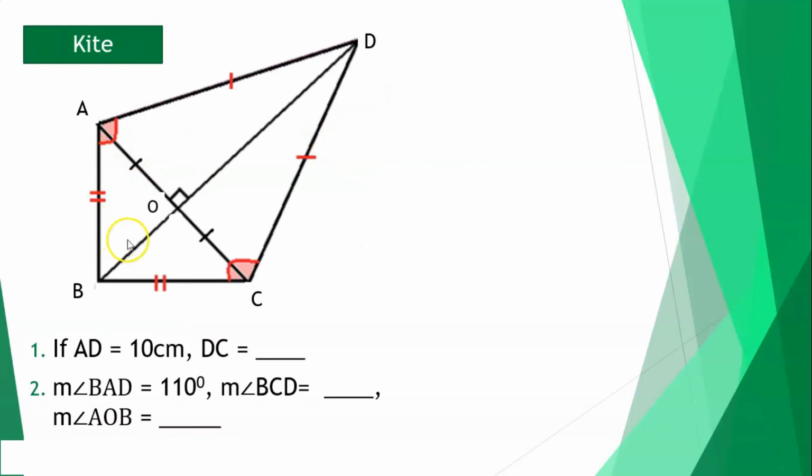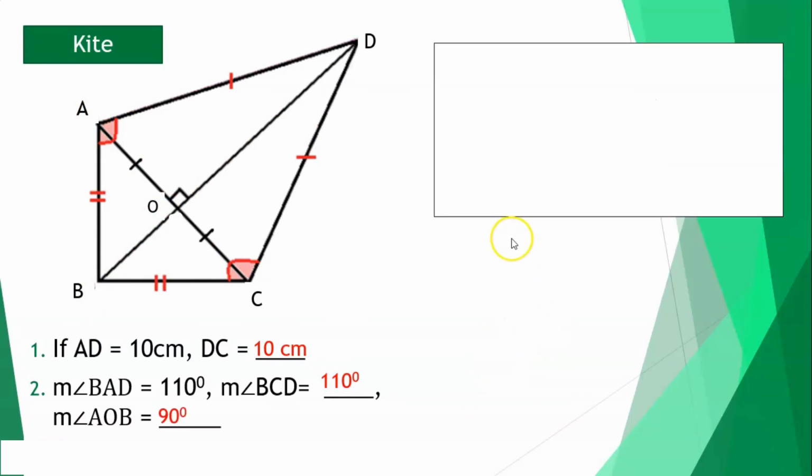Now, given this kite, A, B, C, and D. Now, if A to D is given as 10 units, therefore C to D is also 10 centimeters. If the measure of angle BAD here is 110 degrees, so the measure of angle BCD here is also 110 degrees. And the measure of angle AOB, so take note, they're perpendicular, so that would be 90 degrees.